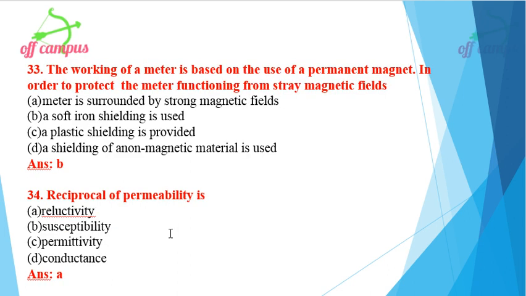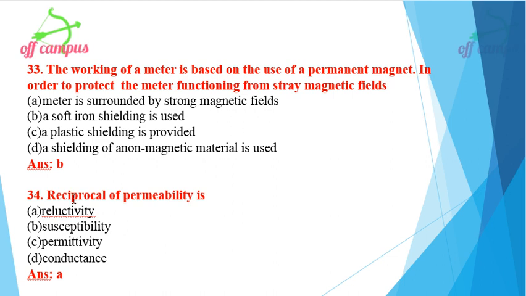Okay. Then question number 33. The working of a meter is based on the use of a permanent magnet. Okay. In order to protect the meter functioning from stray magnetic field, what do we need to do? See, the meter is surrounded by strong magnetic field. A soft iron shielding is used. A plastic shielding is provided. A shielding of non-magnetic material is used. Okay. In order to protect the meter, a soft iron shielding is used. Option B, soft iron shielding is used, is the right option.